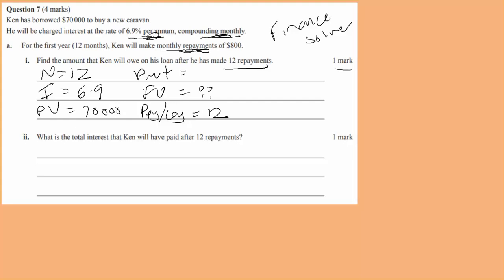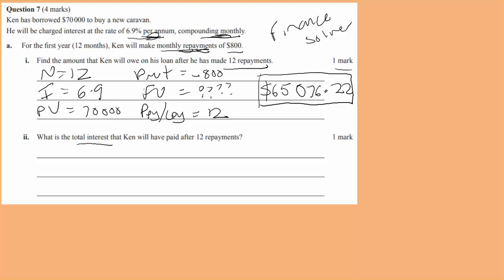His monthly repayments are 800. So his payments are coming out of his pocket into the bank, so that is negative. Put that in, and I'm going to find my future value. I just need to write my answer over here. I don't need to write a negative or positive. It's money. So my future value is $65,076.22. Highlight your answer for your marker.